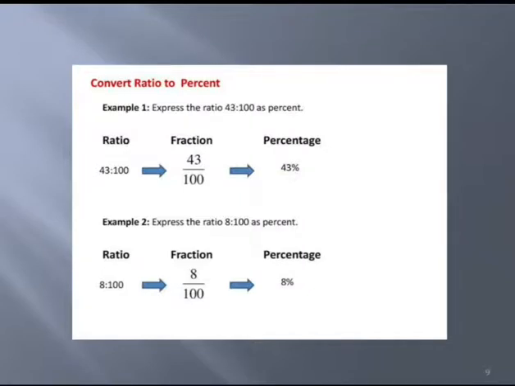In the same way, you have to do the next example, that is, express the ratio 8:100 as a percent. So how to express 8:100 as a percent? The same procedure applies. Write it in fractional form, 8 upon 100. So 1 upon 100 you can write as the percent symbol. In place of 1 upon 100, put the percent symbol and you will get 8%.